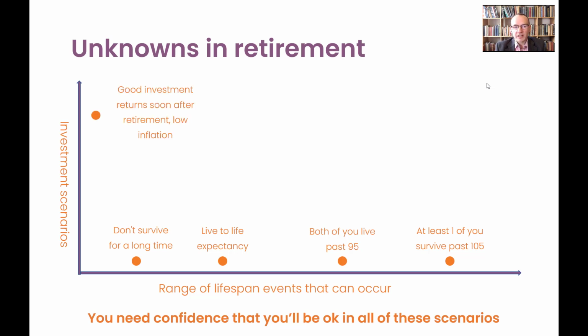On the vertical axis here, we're talking about investment scenarios. So a household might retire and enjoy good investment returns followed by low inflation for the rest of their life. I mean, that would be fantastic. But it's also possible that someone could retire and experience a stock market crash soon afterwards, followed by very high inflation. As a retiree, you really need to feel confident that you'll be okay in all of these scenarios.